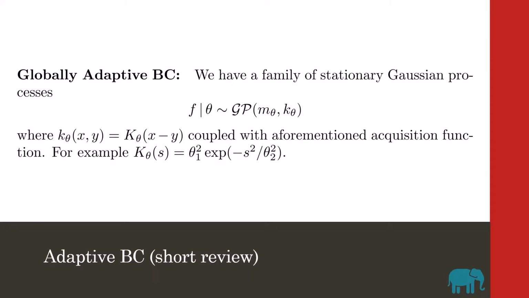So although we've discussed how design points are chosen, what you actually also need is a choice of Gaussian process. So typically one would pick what's called a globally adaptive BC method, where you have a family of stationary Gaussian processes, m_θ and k_θ, where k_θ is a function of the difference x minus y, coupled with the aforementioned acquisition function. So for example, you could have the Gaussian kernel, where θ1 is your amplitude and θ2 your length scale.